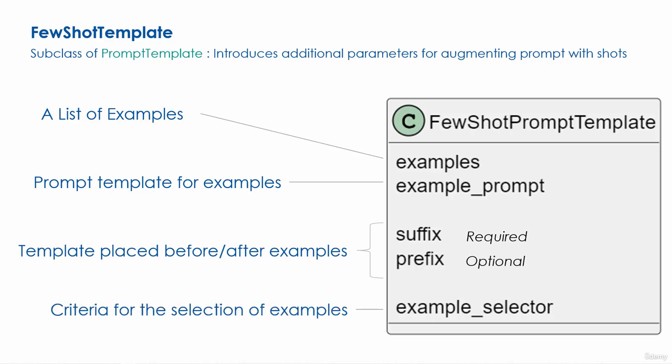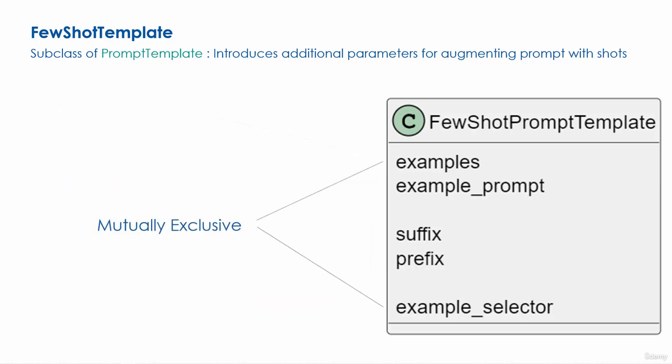Example selector introduces dynamicity to the examples picked up in the prompt at runtime. I'll cover this in detail in a few minutes. Important thing to keep in mind is that examples and example selector are mutually exclusive. What that means is that you can only provide value for one of these parameters. Let's go over how FewShot prompt template class is used.